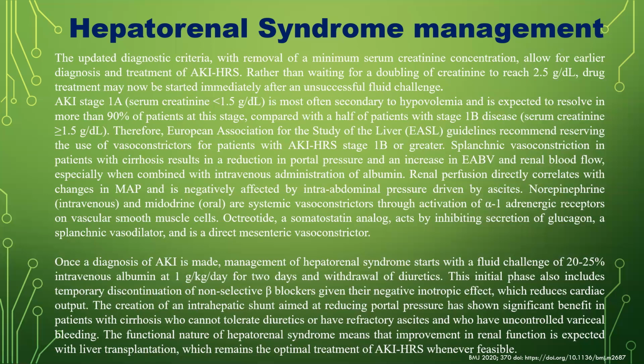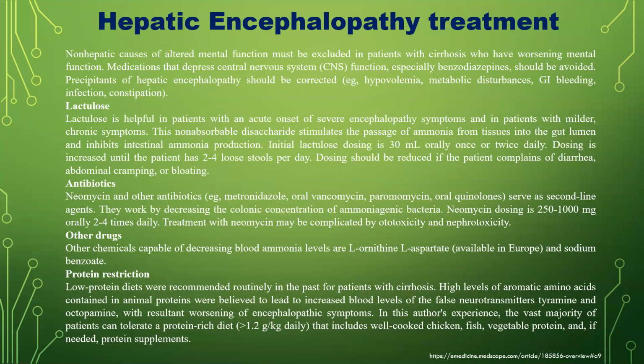The creation of an intrahepatic shunt aimed to reduce portal pressure has shown significant benefit in patients with cirrhosis who cannot tolerate diuretics or have refractory ascites and who have uncontrolled variceal bleeding. The functional nature of hepatorenal syndrome means that improvement in renal function is expected with liver transplantation, which remains the optimal treatment whenever it is feasible.